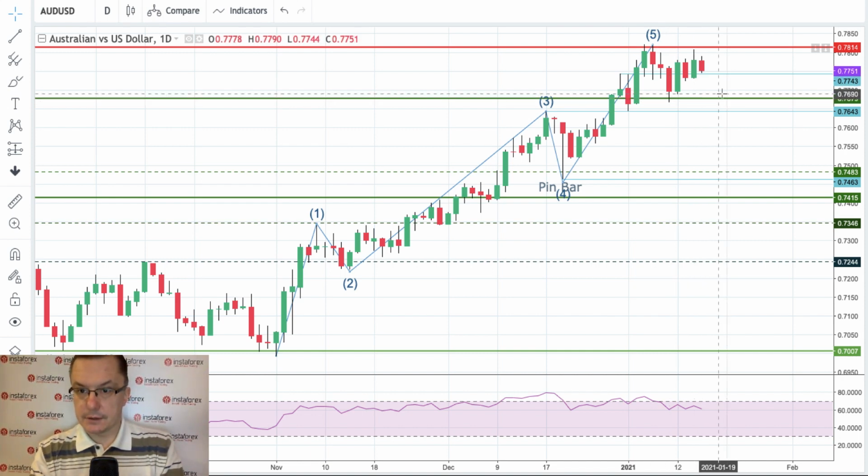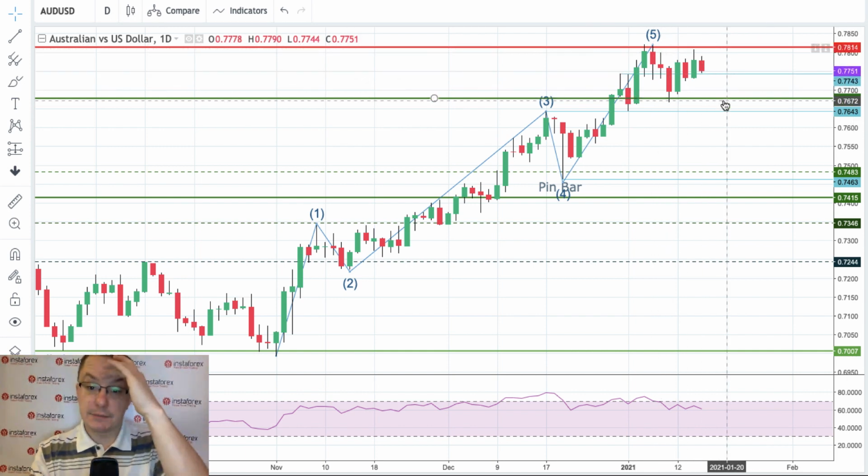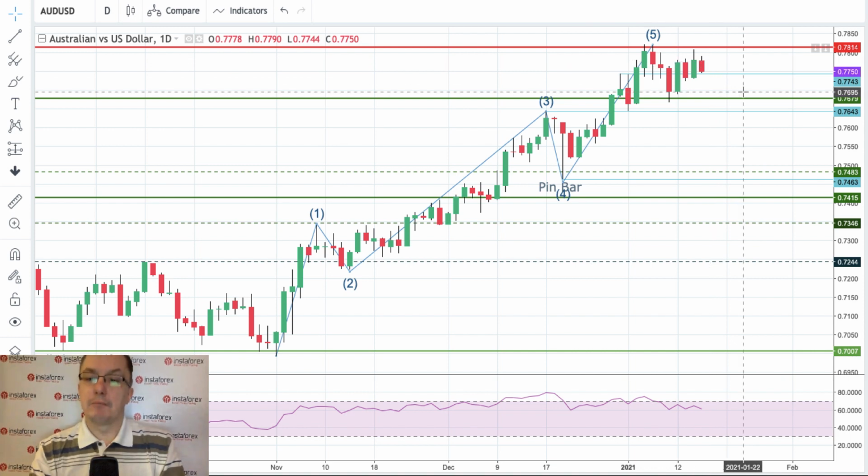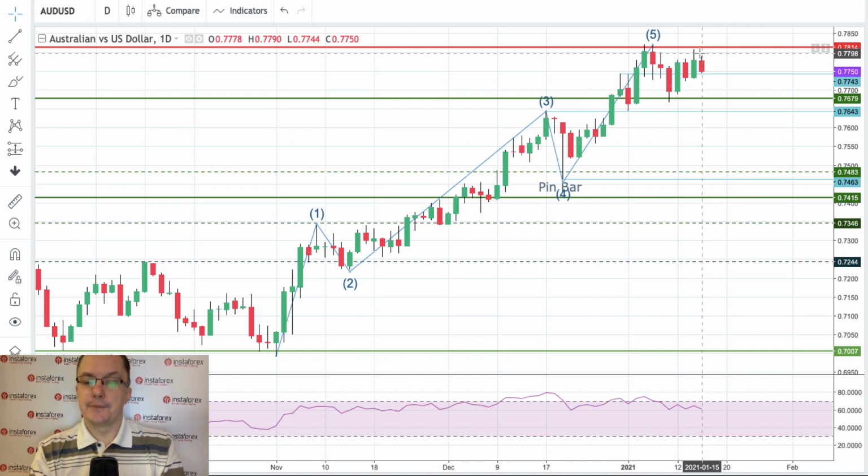And if we break below 7,679, the next target is 7,643. So that will be a simple ABC. This correction might be a little bit more complex, and it might get into a complex correction, ABCX, ABC, or something different. But we will see how it's going to be when the wave 3 is completed. So this is not the end of the decline on the Australian dollar.